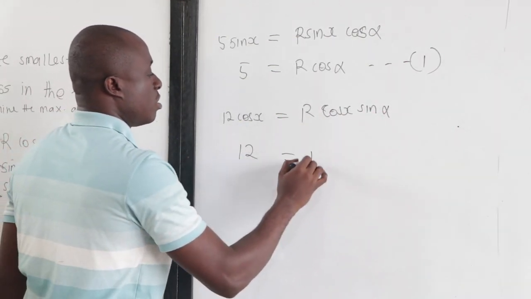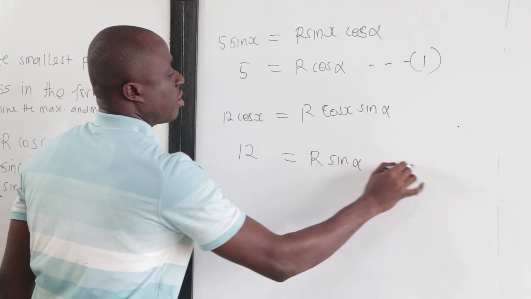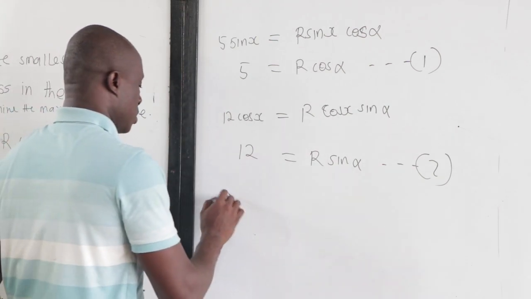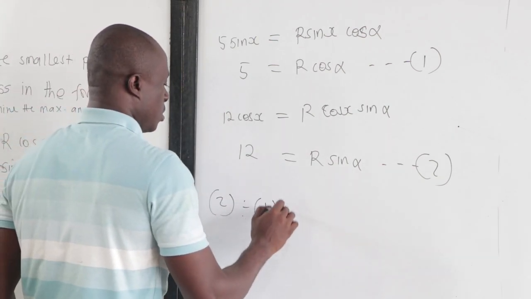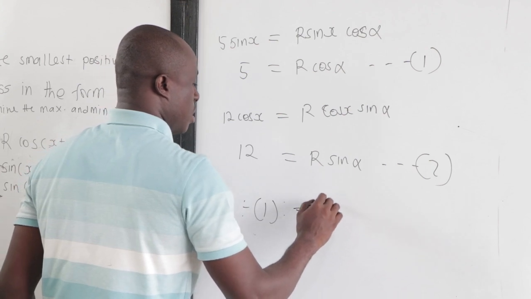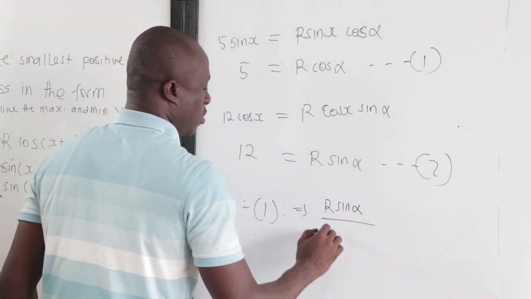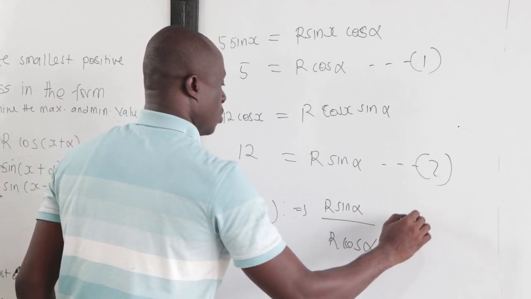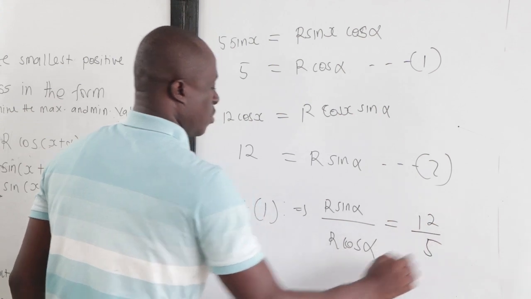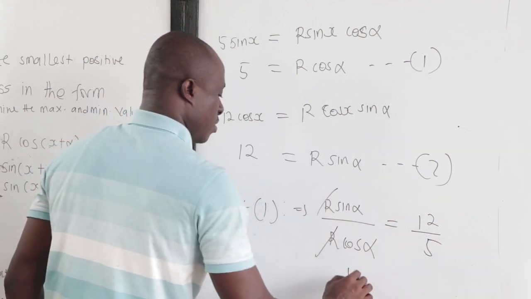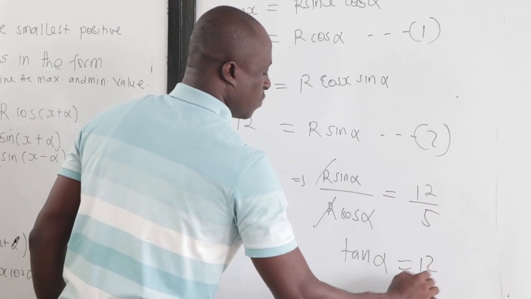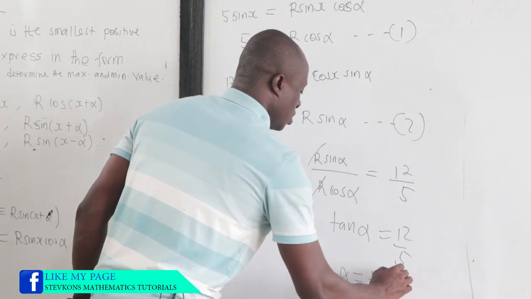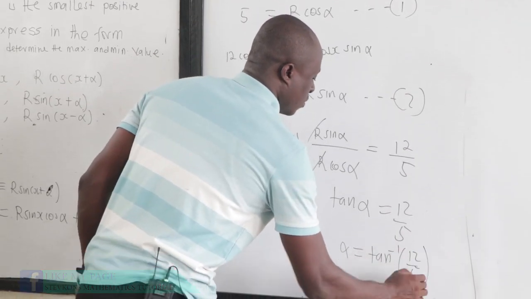We have 12 equal to r sine alpha. Equation 2 divided by equation 1 will give me r sine alpha all over r cos alpha equal to 12 over 5. This will cancel this. What do you have? Tan alpha equal to 12 over 5. So our alpha will be equal to tan inverse of 12 over 5.